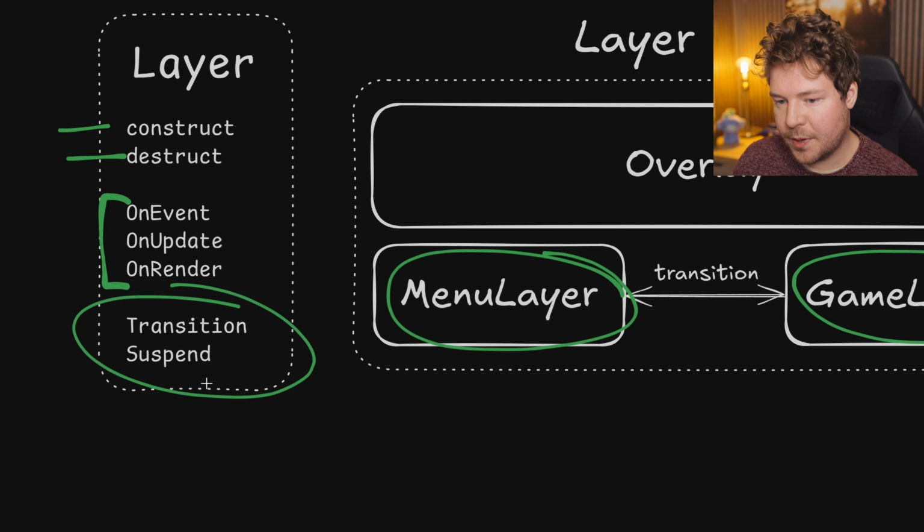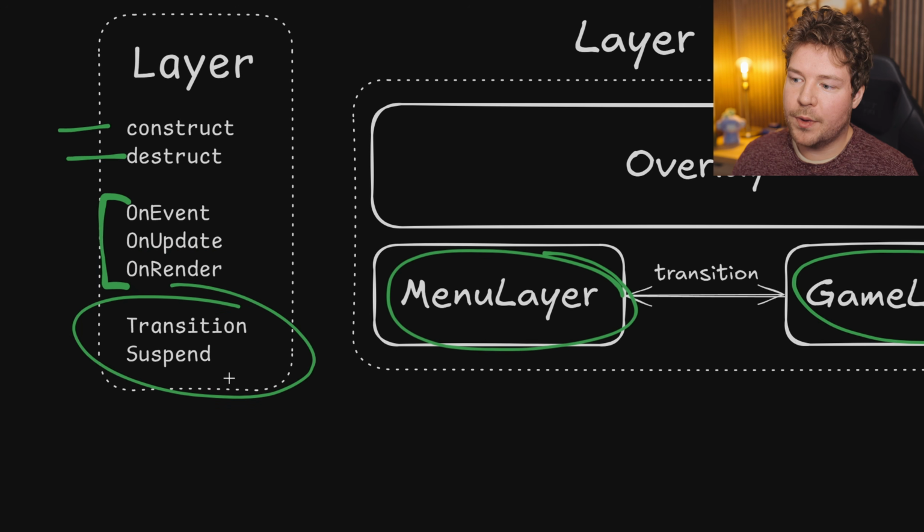Now, transition and suspend are basically two functions that you might use to change the state of the application by transitioning to a new layer or suspending the current layer and then transitioning.